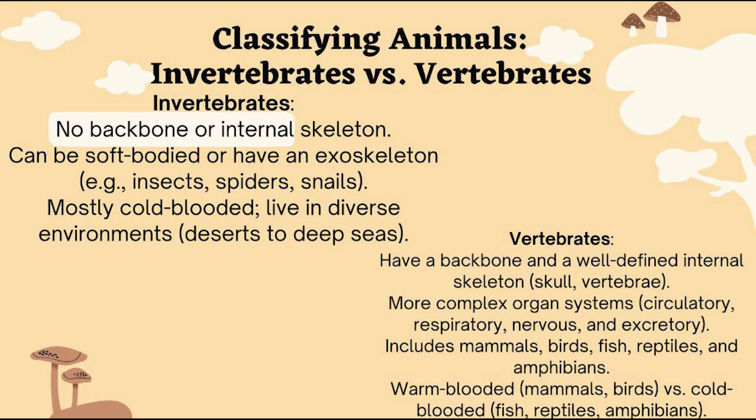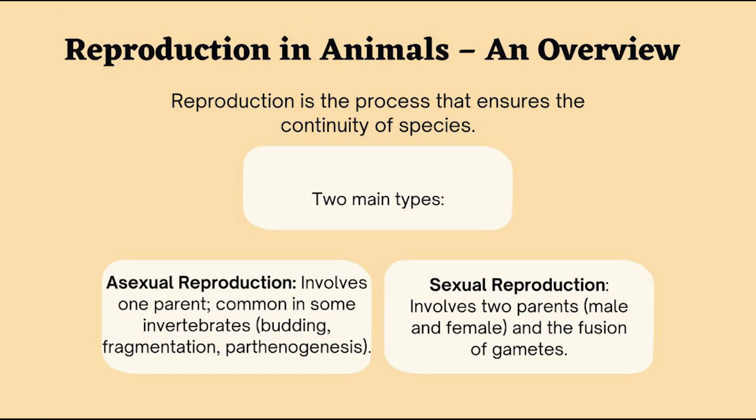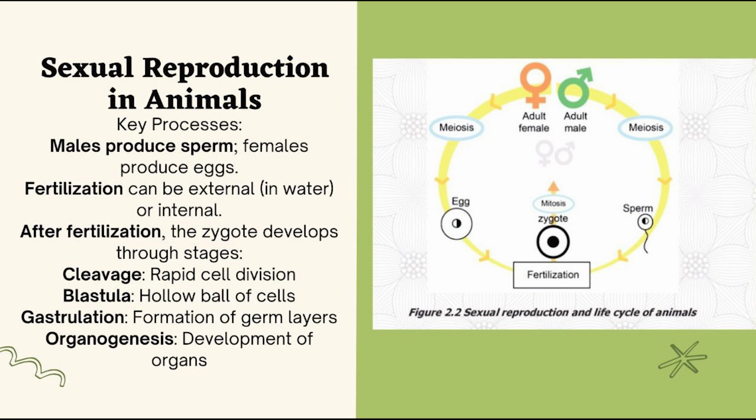Next, we have reproduction in animals. Reproduction is key to the survival of any species. Animals can reproduce in two ways. The first one is asexual reproduction. The second one is sexual reproduction. Asexual reproduction, where only one parent is involved, is common among some invertebrates, and sexual reproduction involves two parents. Today we will focus more on sexual reproduction and see how it varies among different animal groups.